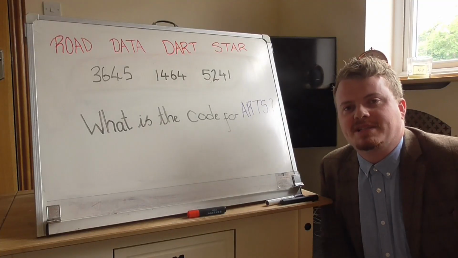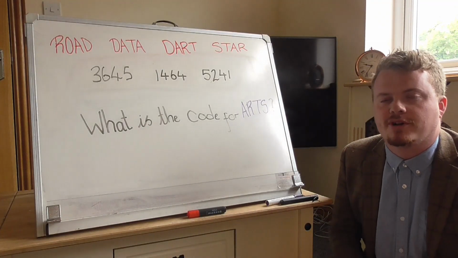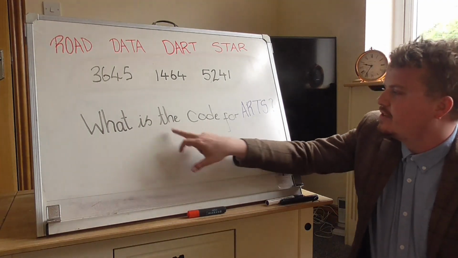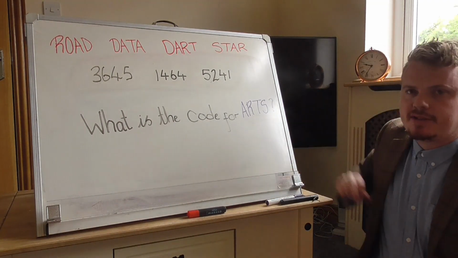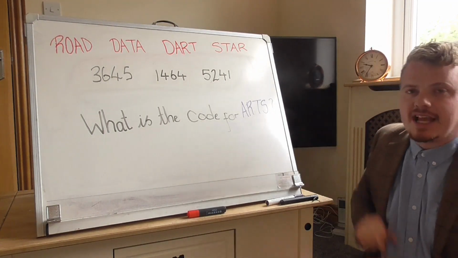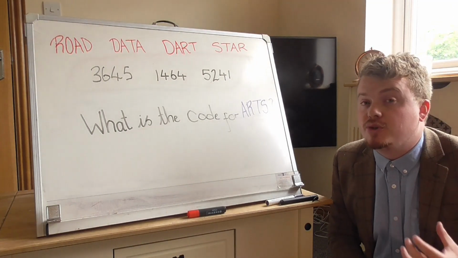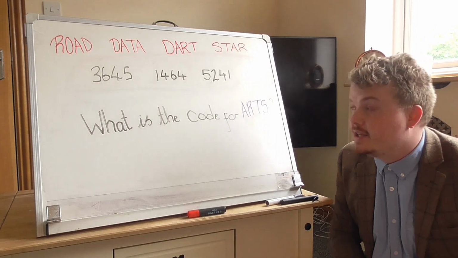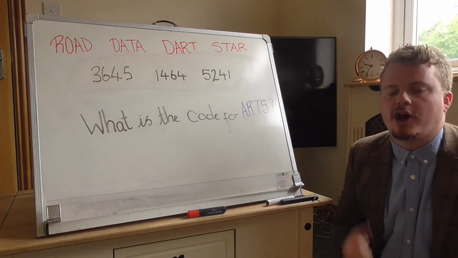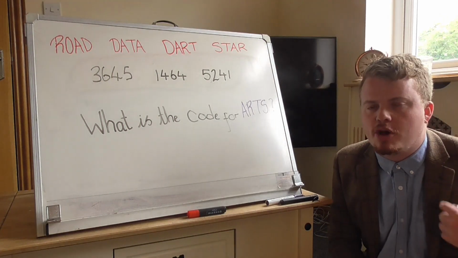In this task, you're expected to be able to find out a code for a certain word. So if you look on the board here, the question is, what is the code for arts? So there is a special 4-number code for the word arts. And the only clues you have to help find out what the code is are up here. These words here and these numbers here. These are the only clues you have. So how do you go about solving it?